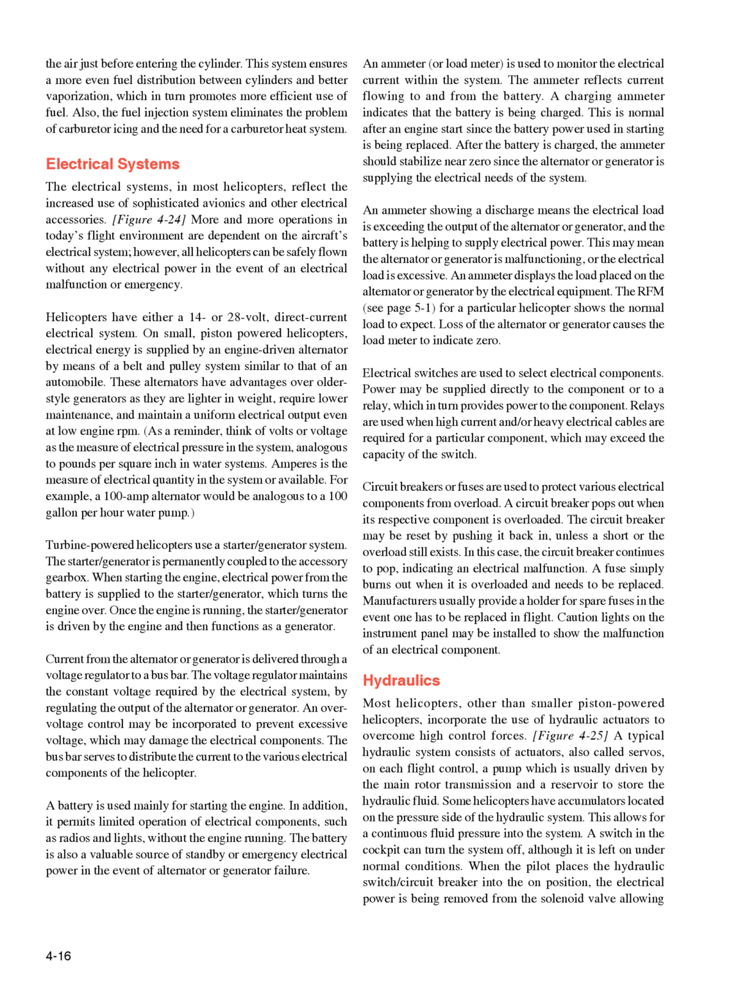Current from the alternator or generator is delivered through a voltage regulator to a bus bar. The voltage regulator maintains the constant voltage required by the electrical system, by regulating the output of the alternator or generator. An over-voltage control may be incorporated to prevent excessive voltage, which may damage the electrical components. The bus bar serves to distribute the current to the various electrical components of the helicopter.